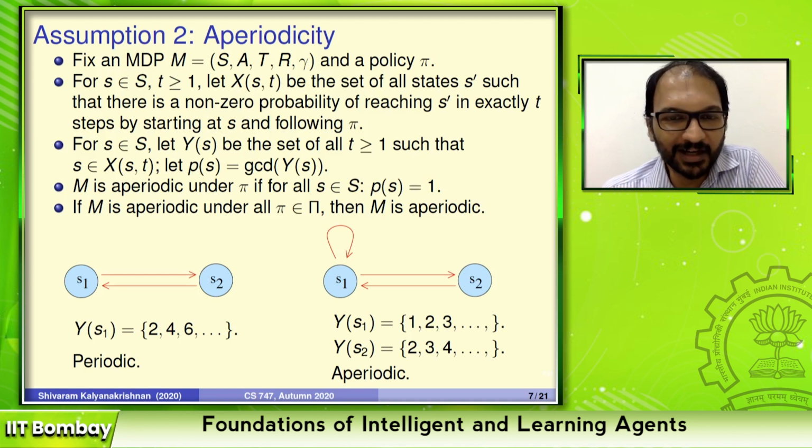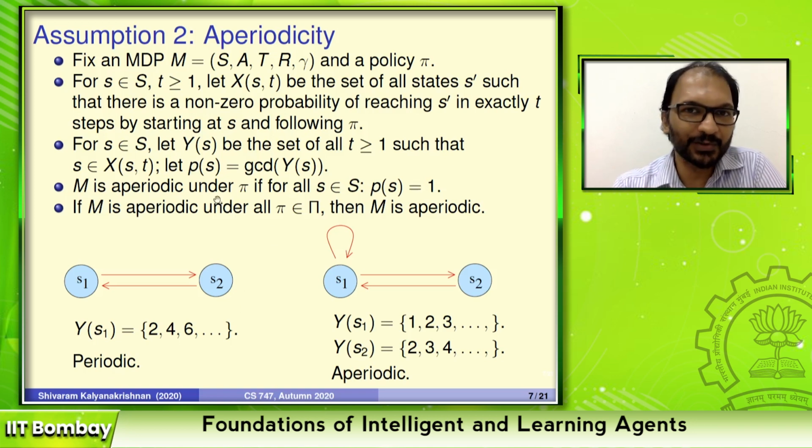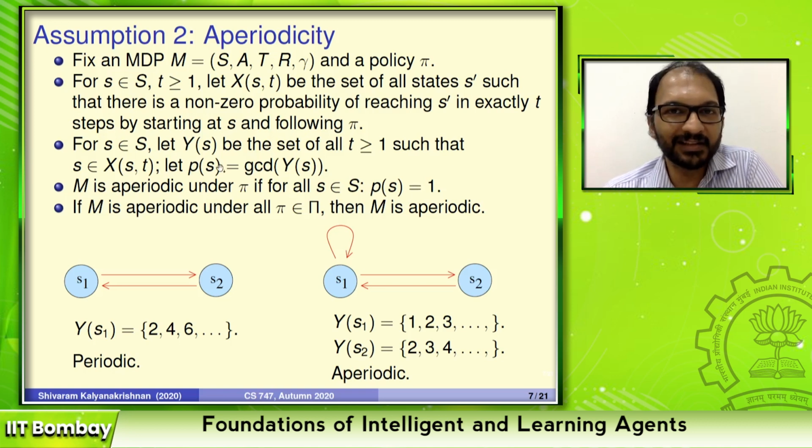Now, it looks a little bit odd for something like GCD to be coming up here, but that's what we're going to apply. Y of s is the set of all these time steps at which you can come back to your starting state. Let p of s be the greatest common divisor of these time steps. So here's the definition. If for all states p of s is 1, then M is aperiodic under pi. If there is even a single state for which p of s is not 1, meaning it's greater than 1, then M is not aperiodic under pi.